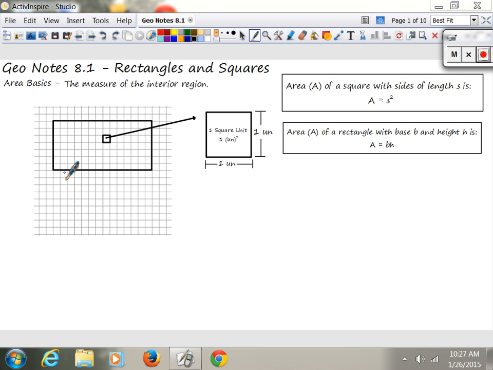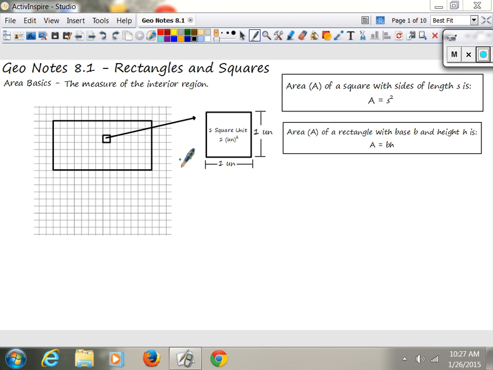All right, rectangles, squares, the area basics. Area is the measure of the interior region. So area is always the inside amount. And we always measure area in square units, so little squares. It's a two-dimensional measurement. It measures length and width. So it's always got two dimensions, and you can see right here, this is a little 2. It's units squared. So you're always going to be using square units in this.